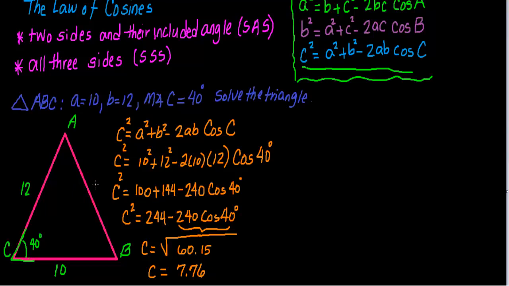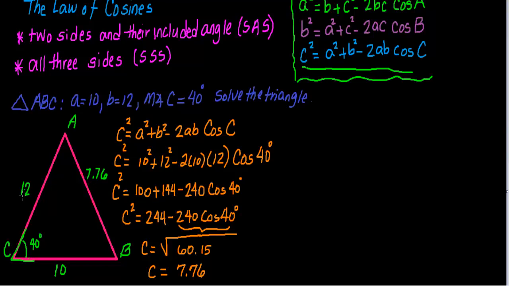Now, what else do we have to find in this triangle? And this is where we have to be careful with the cosine law. Let me fill in side c. Side c is 7.76. Now, I want you to observe this triangle, the three sides. There's a side that measures 12, one that measures 10, and one that measures 7.76. Now, what's important about this?